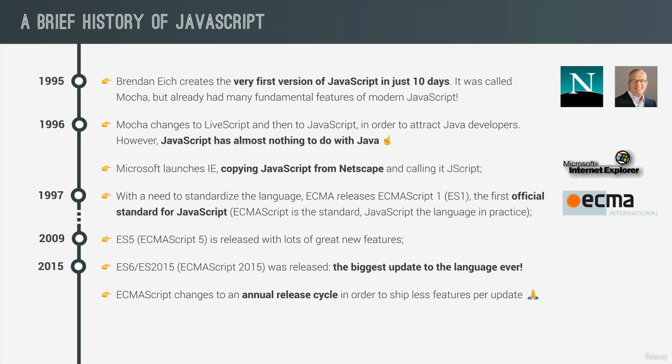The reason for that is that they prefer to add a small number of new features per year instead of shipping a huge new version every couple of years like it happened with ES6. This way, it's going to be much easier for everyone to keep up to date. And so according to this new annual release cycle, in 2016, ES2016 or ES7 was released, ES2017 in 2017, and like this, it will continue until the end of time, or something like that.